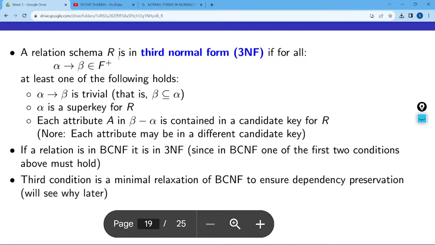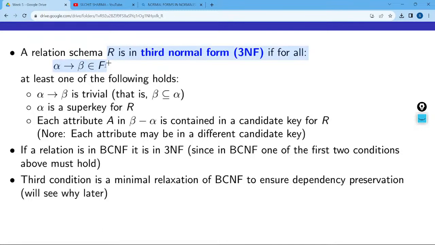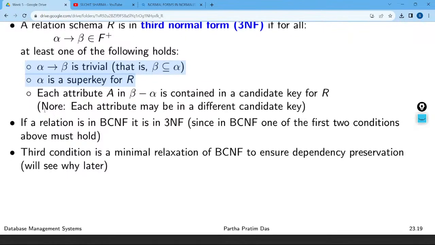A schema is in third normal form if we find a subset beta from the closure set of all the functional dependencies, such that alpha is a functional dependency of beta. The following must hold: alpha arrow beta is trivial, alpha is a super key for the relation, and each attribute A in beta minus alpha is contained in a candidate key for R.